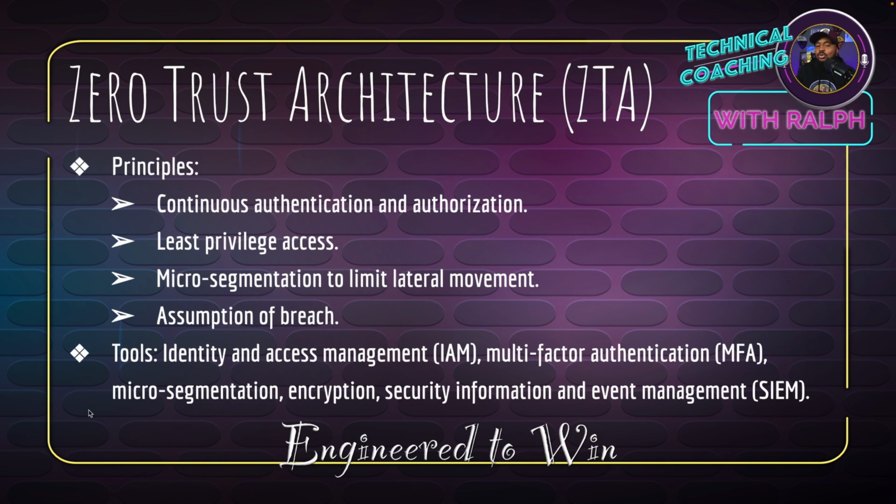Right? So the tools that would be used for Zero Trust Architecture are identity and access management. We have a great video about that. Multi-factor authentication, microsegmentation, encryption, security information and event management, SIEM. I think we did a video about SIEM as well. And we did some exploration with SIEM with Grafana. So, great video to check out in the past. So let's keep going.